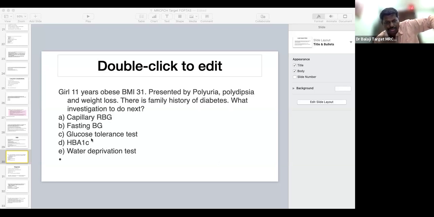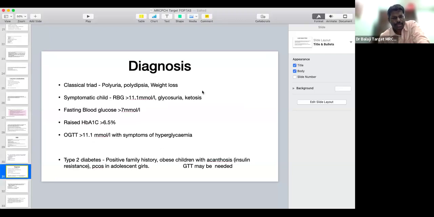When you want to differentiate type 2 without much symptoms, and you are confused, then you can do the glucose tolerance test. But here I think a simple capillary random blood glucose is more than enough to point to the diagnosis. Okay. So remember about the diabetes.